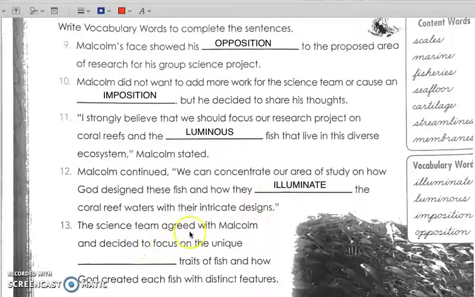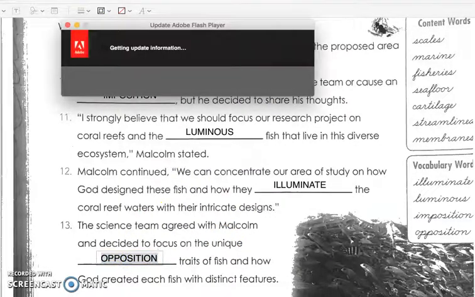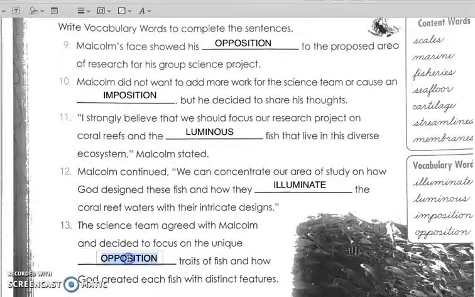And lastly, the science team agreed with Malcolm and decided to focus on the unique blank traits of fish and how God created each fish with distinct features. Again, we have an adjective that will describe kinds of trait. So what kind of trait? It's a luminous fish, so bright light emitting fish. Okay?